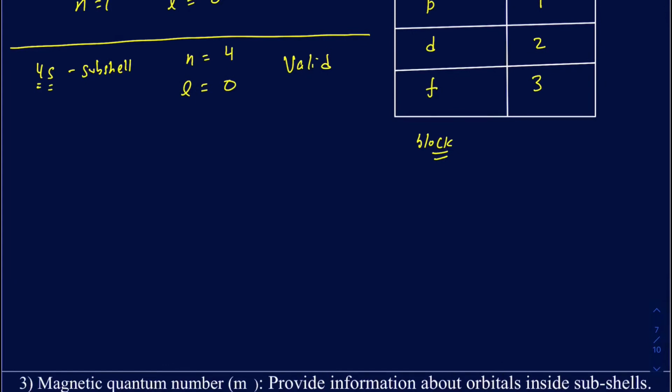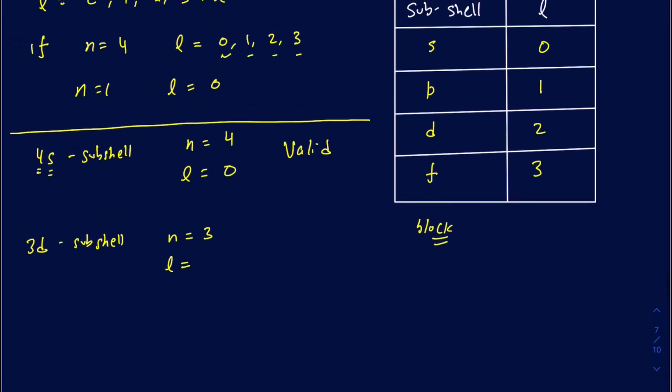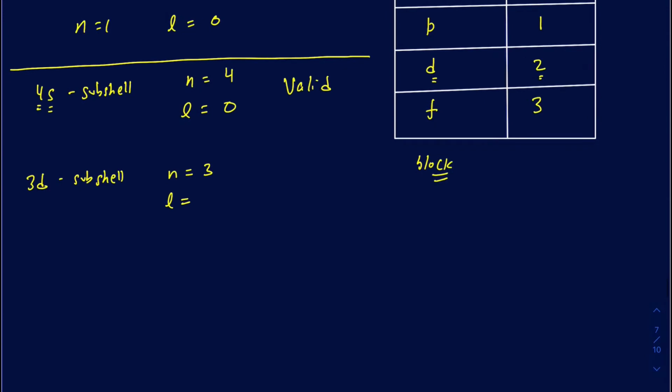So let me take another example. What if I have 3D subshell? Let's figure out what the n value is going to be. The n for 3D is going to be 3, and the L is going to be, if we go back, when the subshell is D, the L value is 2. That's why you have to memorize these values. It's going to be 2. And the L value right now is less than the value of n, so that means it's going to be a valid subshell.